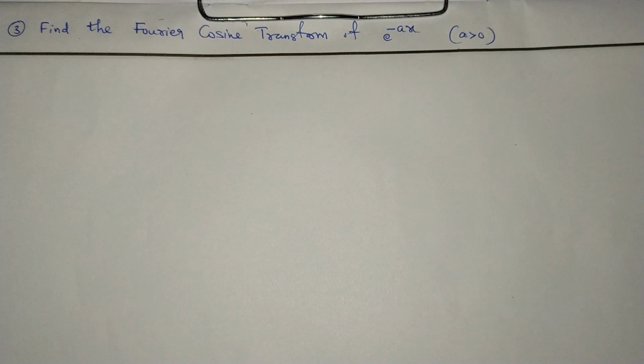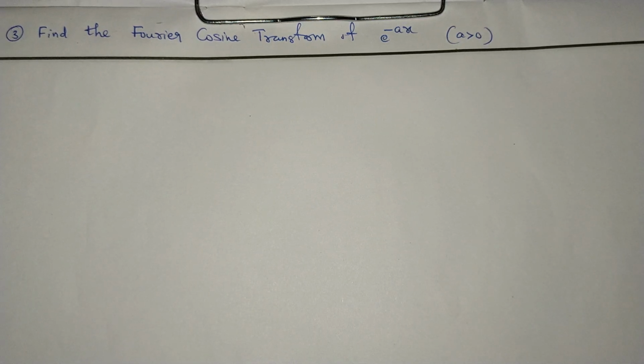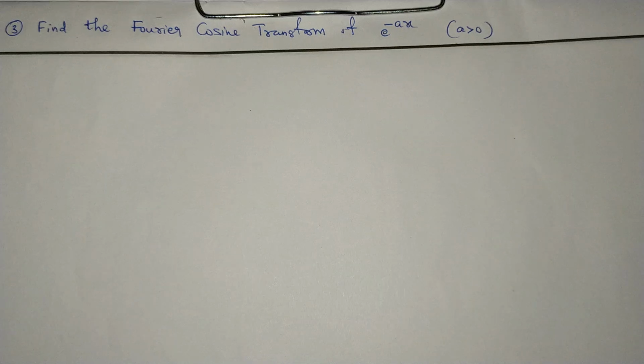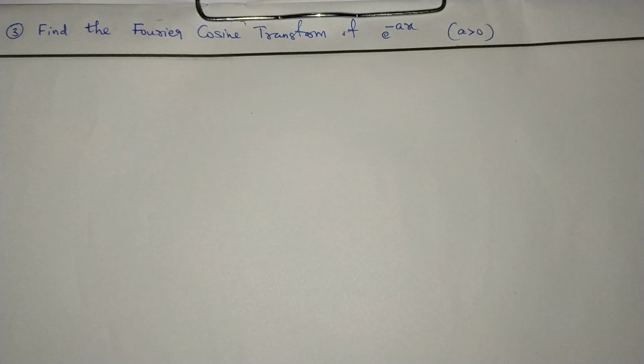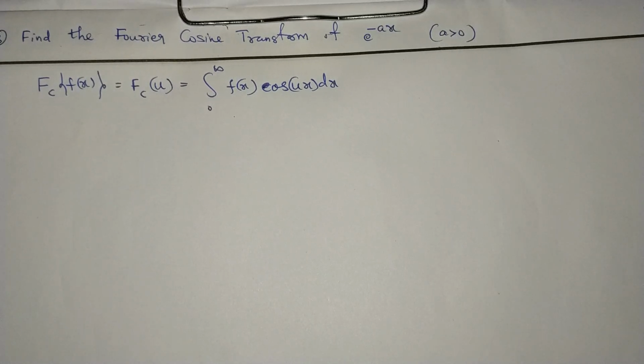So let us solve the next question. Find the Fourier cosine transform of e power minus a x, where a is any positive constant. First, let us write the formula of the Fourier cosine transform. Now let us substitute the value of f of x here.